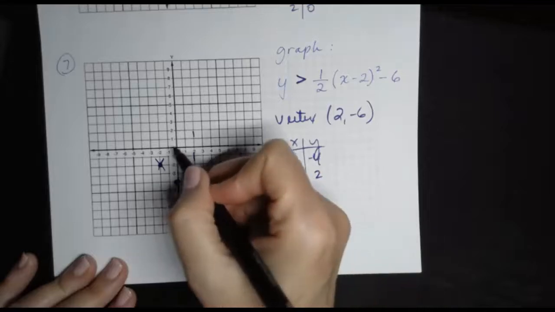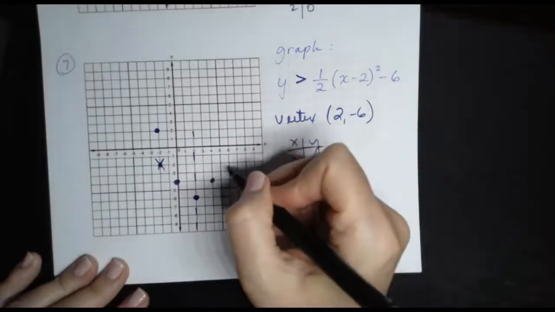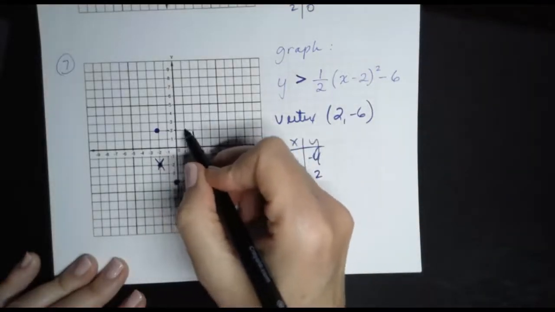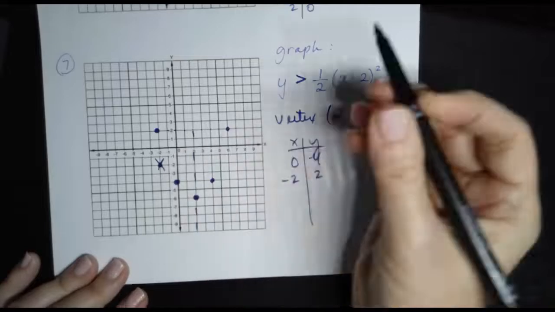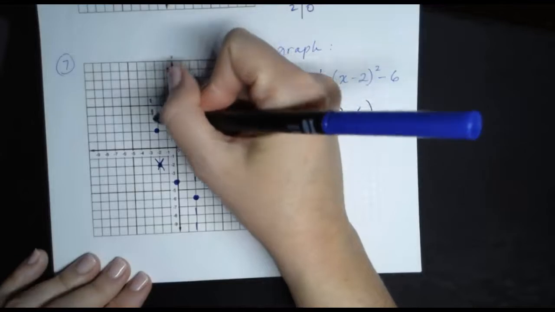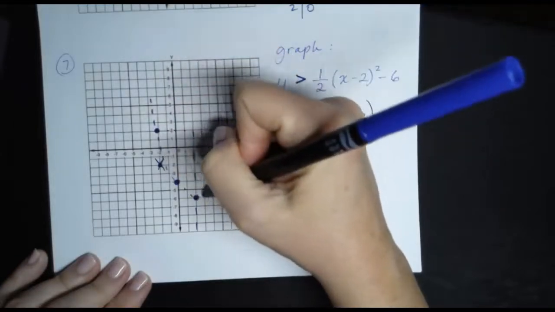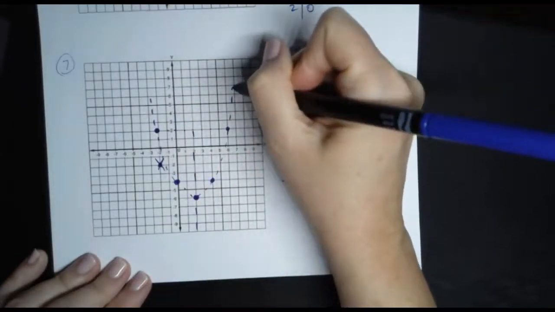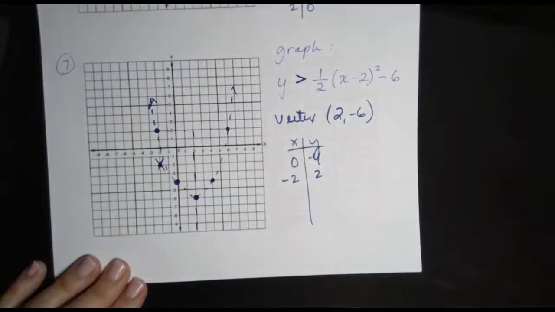Back to, up to, back to, up to. That's looking like a better parabola. 1, 2, 3, 4, 1, 2, 3, 4. Here we go. This graph will be broken because it is strictly greater than. Broken. There we go. There's our parabola.